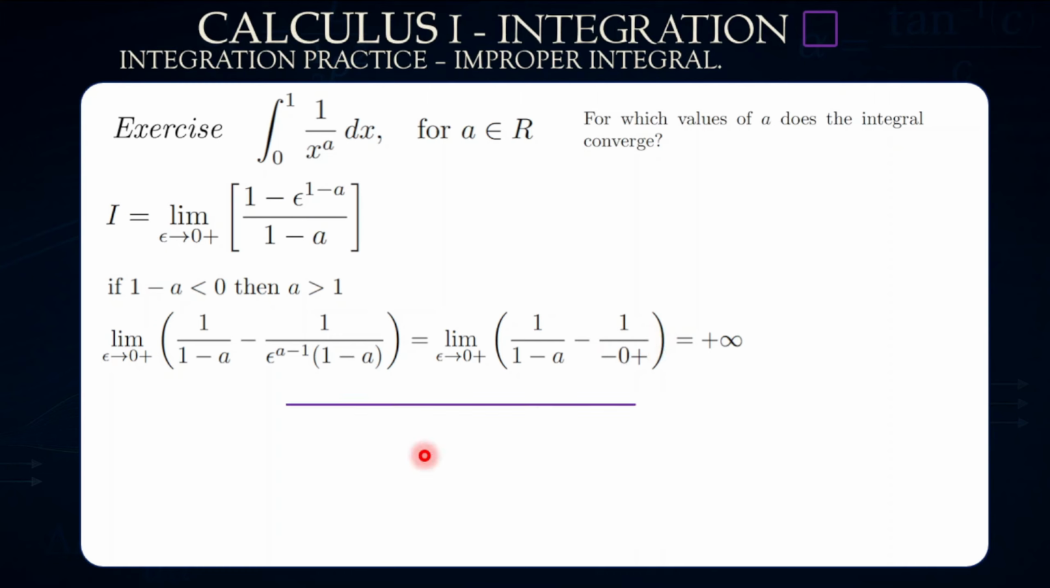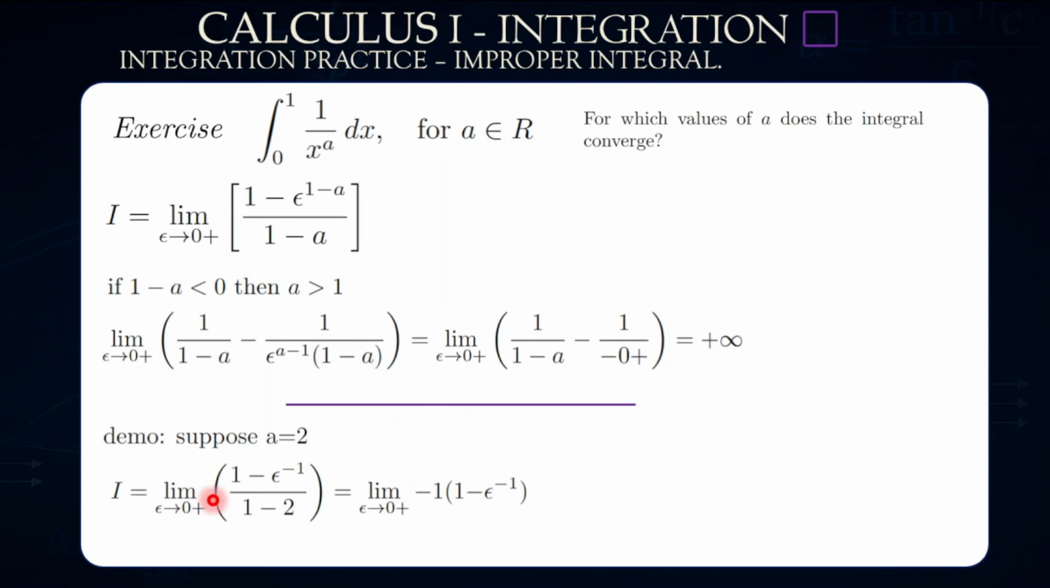As a preview of what that would look like, let's suppose that a is greater than 1, a equal to 2 specifically. So I equals the limit as epsilon goes to 0 plus of 1 minus epsilon to the power minus 1, divided by 1 minus 2. So this is the limit of minus 1 times 1 minus epsilon to the power of minus 1, which is minus 1 plus 1 over epsilon. Since epsilon goes to 0 plus, this is plus infinity. Minus 1 doesn't count, so it diverges to plus infinity.